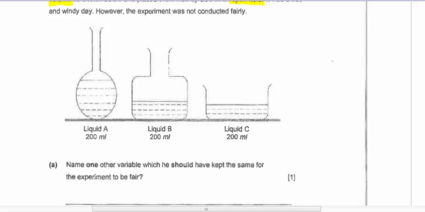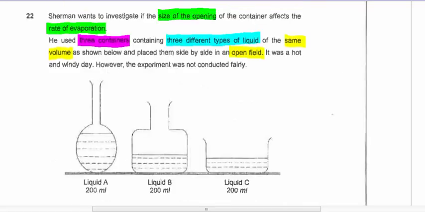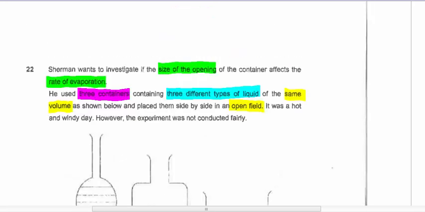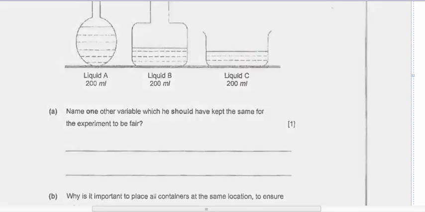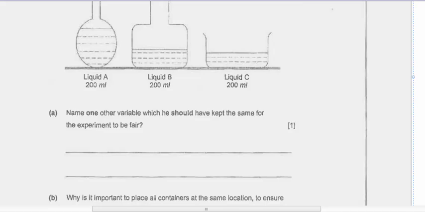Name one other variable he should have kept the same for the experiment to be fair. So if you look at testing, he's testing the size of the opening. So what else is wrong? You look at all other variables. Same volume, okay. Open field, same location. So what's different? What is the one that is wrong? Yeah, here he used 3 different types of liquid. So that's not fair. Yeah, you should be using the same type of liquid.